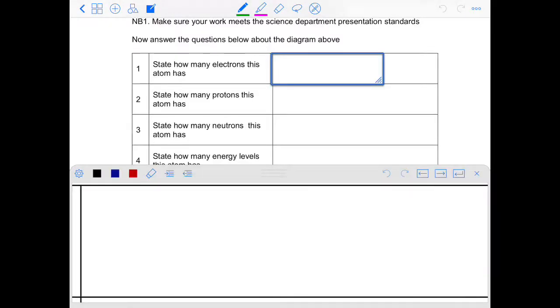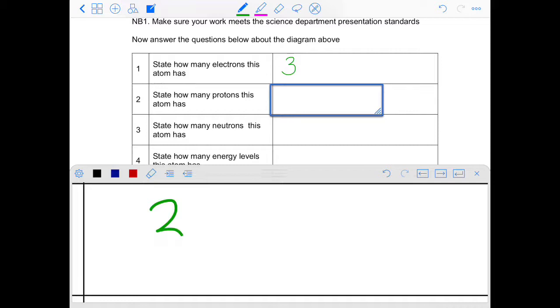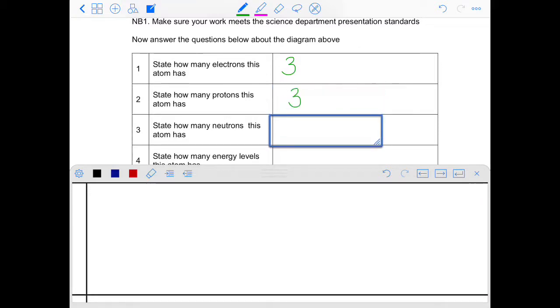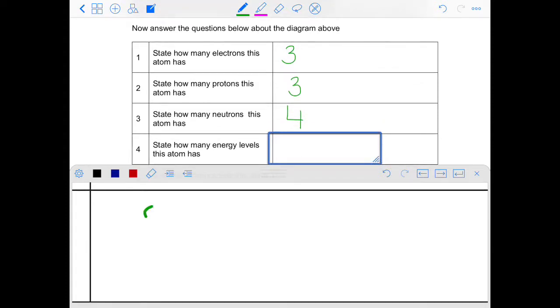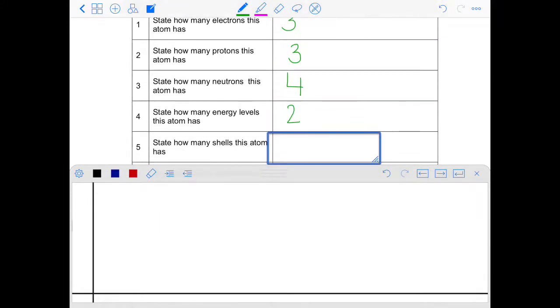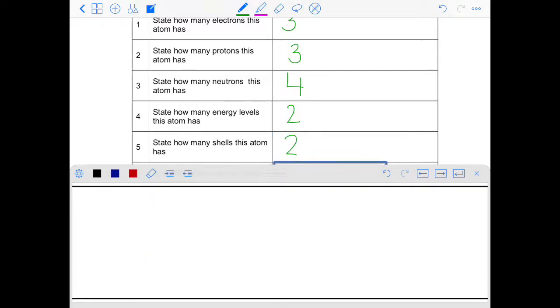So hopefully you've had a chance to answer these questions. Again, as with the knowledge check, correct your answers as we're going through. So how many electrons does this atom have? This atom had 3 electrons, 3 crosses. It had 3 protons. If you counted the number of white circles, it had 4 neutrons. How many energy levels does it have? It had those 2 rings around the outside that were called the energy levels. You should remember from last lesson that energy levels are also called shells. So these 2 questions, 4 and 5, were essentially asking the same thing. How many shells, how many energy levels, same thing, both 2.